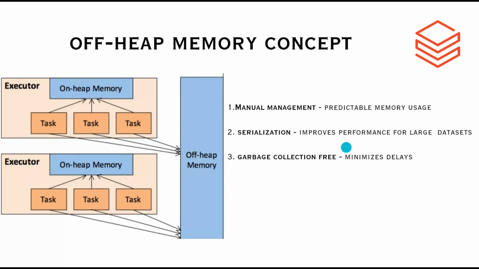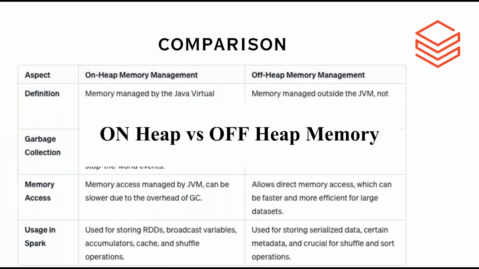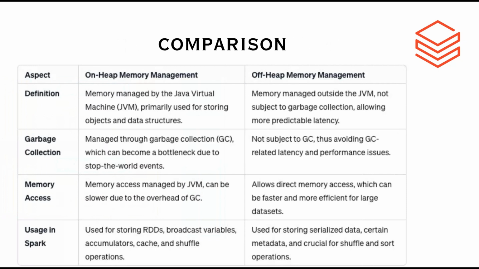So here is a quick comparison between on-heap and off-heap memory, which is displayed on the screen. On-heap memory is managed by the JVM. On the other hand, off-heap is managed outside the JVM. On-heap memory is managed through garbage collection, which can become a bottleneck, and off-heap memory is not subject to garbage collection.